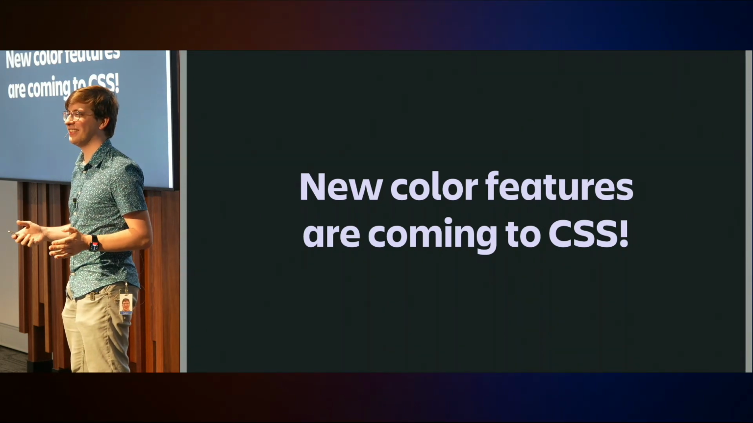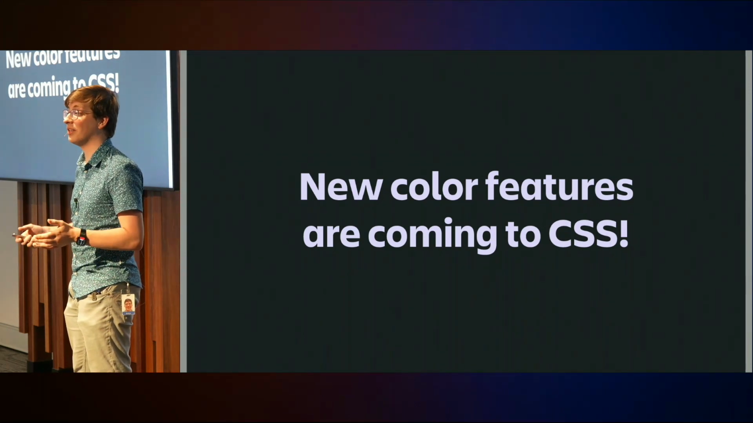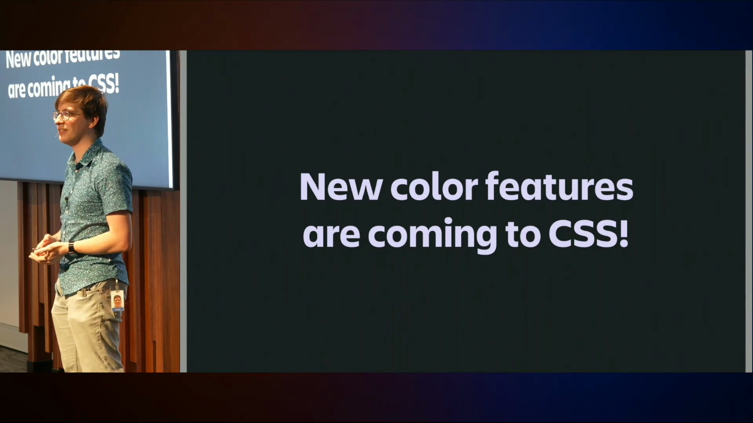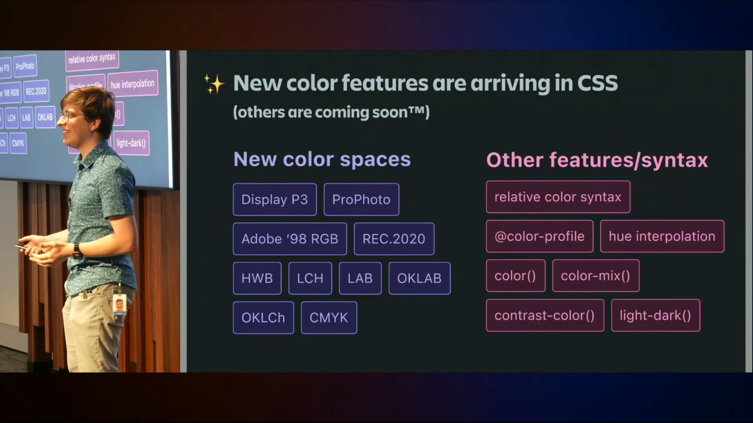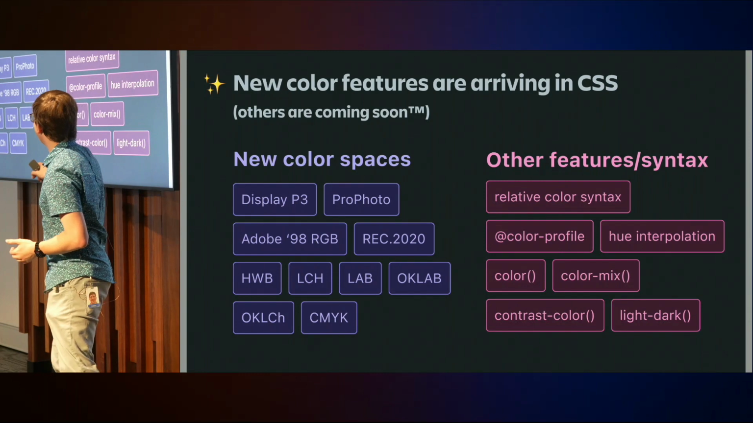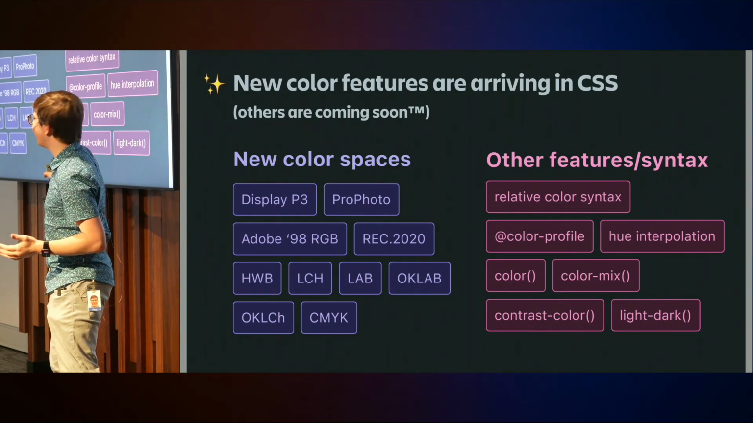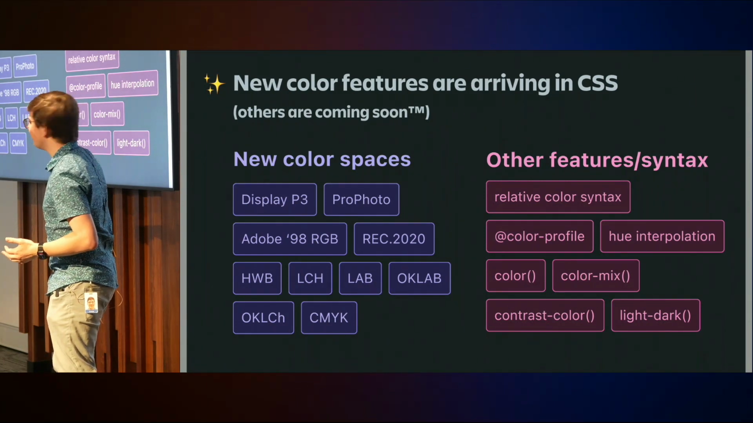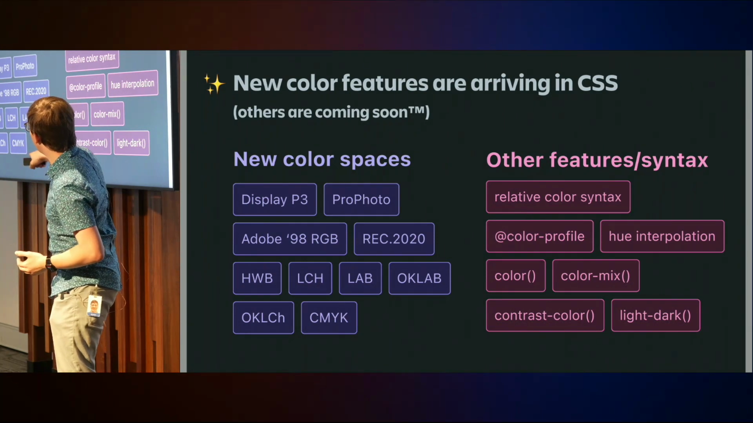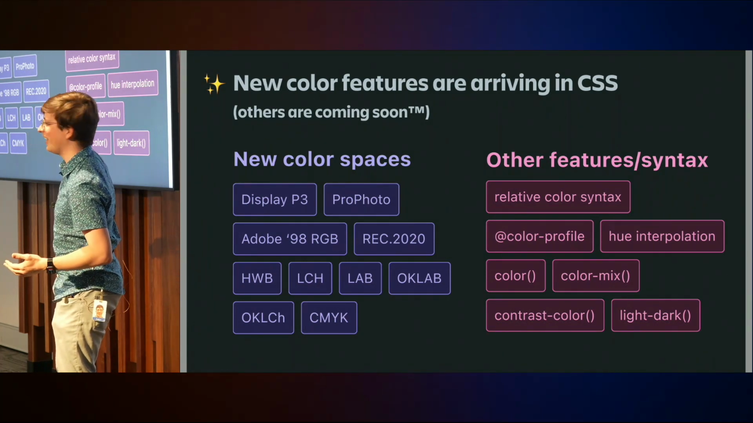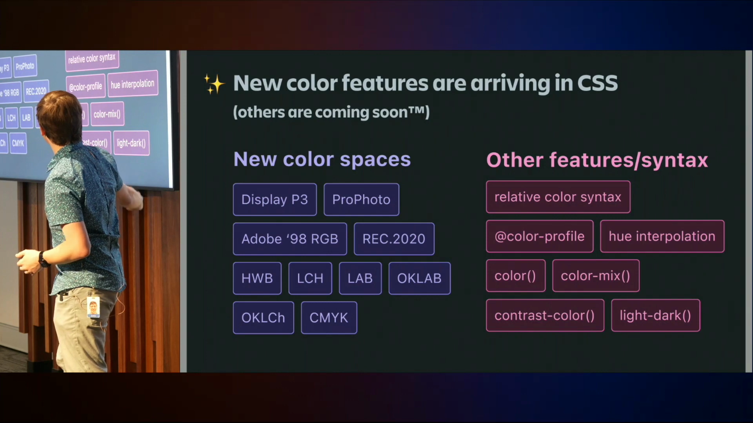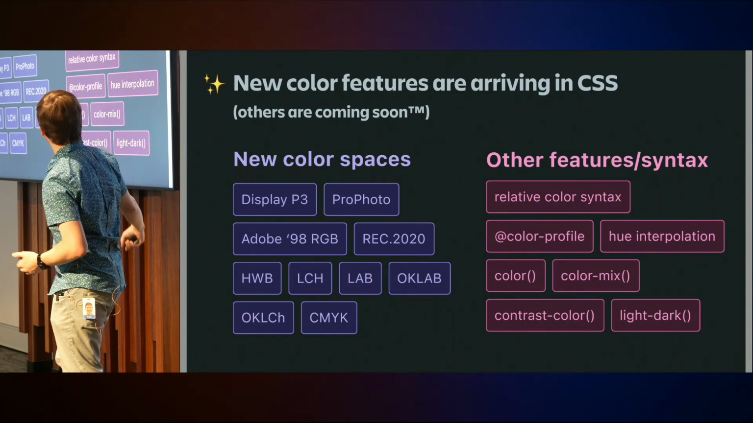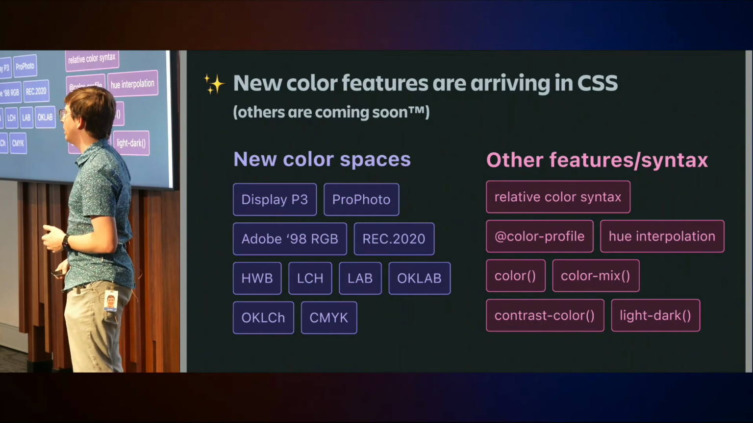Anyone heard or seen any talks about this? There's some great blogs online going through some of the proposed features. Here's a smattering of them. You've got new color spaces. Anyone excited for Adobe 98 RGB and Rec 2020 and HWB and LCH and Lab and OKLab? What's OKLab? Other features in syntax, there's color and color mix and contrast color and all kinds of things.